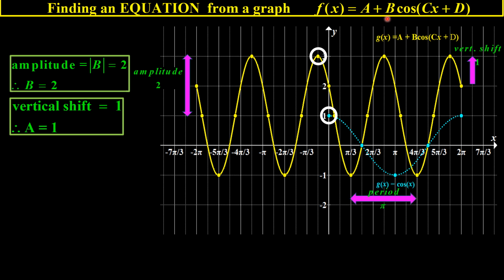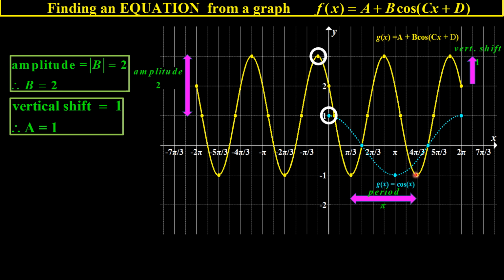Let's look at the period. You can see the period is from one minimum to the other minimum, or from one maximum to the other maximum. You can look anywhere, right? You can even look from that point to that, but look at values that are easy to read off. This is from 1/3 pi up to 4/3 pi, right? So from 1/3 to 4/3, the period will just be pi. So there I've got a period of pi there, right?